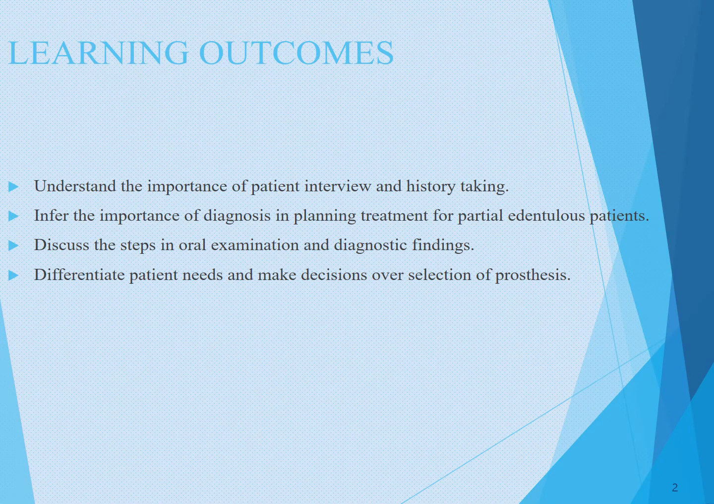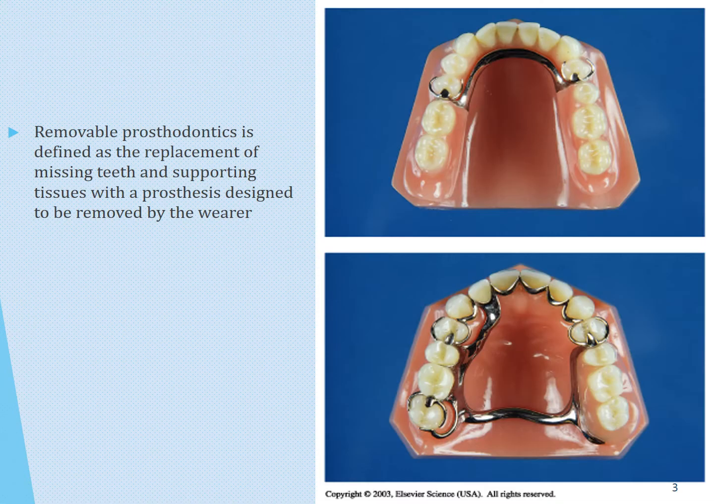Coming to the learning objectives, the learning outcome. At the end of the lecture, you should be able to understand the importance of patient interview and history taking. We did this in detail the last lecture. Infer the importance of diagnosis in planning treatment for partially edentulous patients. Discuss the steps in oral examination and diagnostic findings. Differentiate patient needs and make decisions over selection of prosthesis.